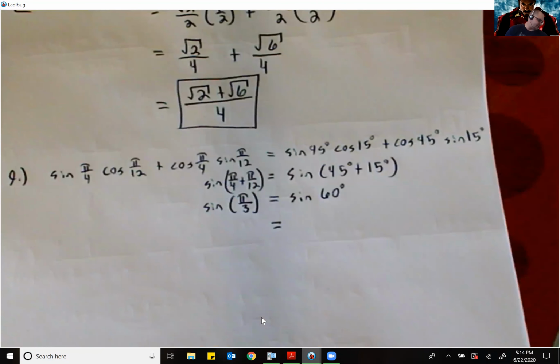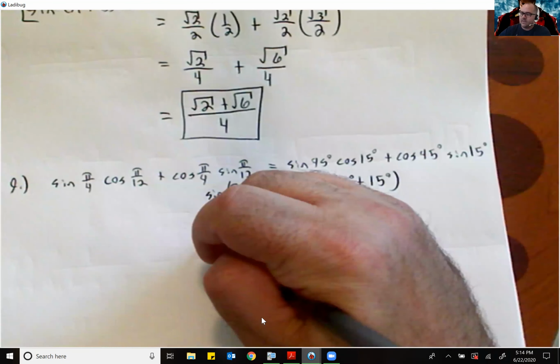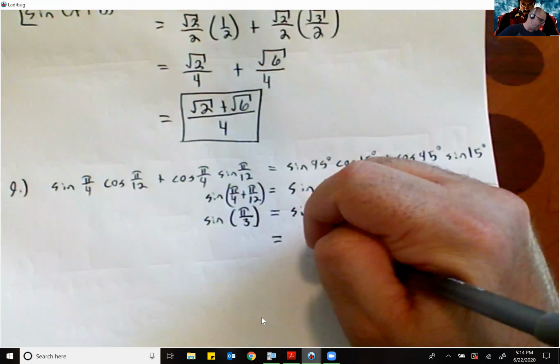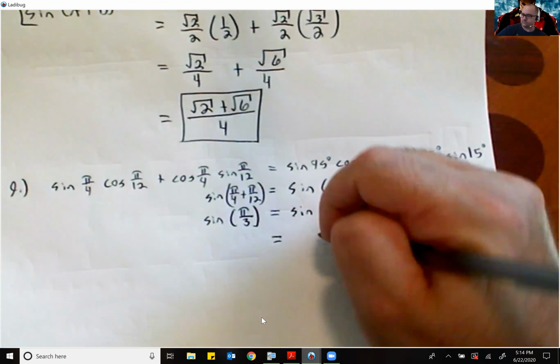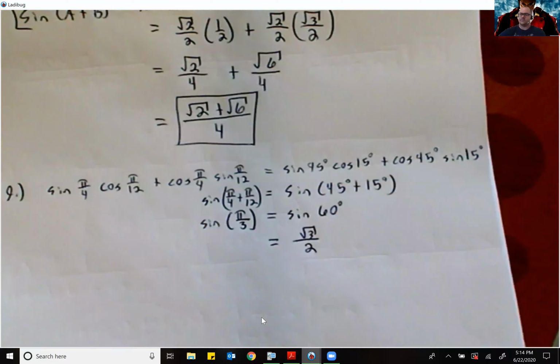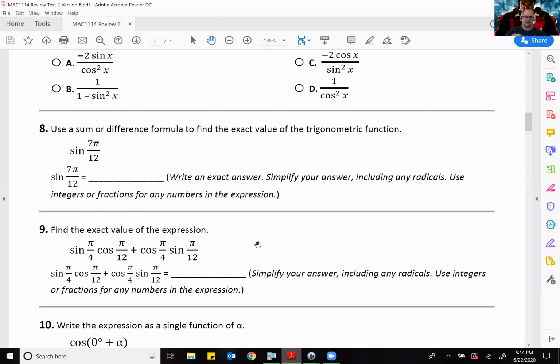So again, that's just sine of 60, which in the end is square root of 3 over 2. And there you go. That's what they're after. Okay? I don't think this was multiple choice. Nope. So that's it. That's all they wanted. They wanted you to recognize the sum or difference formula being expanded out here and work it backwards. Okay?